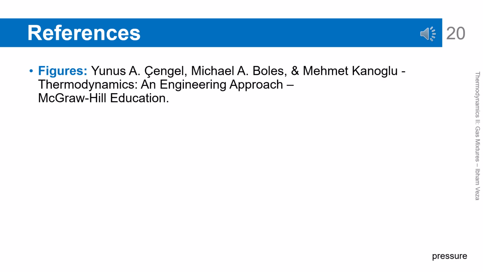References and closing. This chapter is mainly based on the textbook by Cengel, Boles, and Kanoglu, which is a standard reference in engineering thermodynamics. All figures and concepts follow the theoretical framework of that reference. This ensures consistency between the lectures and the main textbook. With this foundation, gas mixture analysis can be applied to many engineering applications. This chapter also serves as a basis for gas-vapor mixtures and chemical reaction topics.